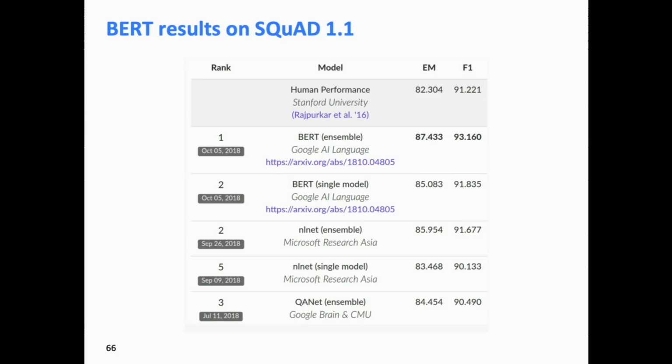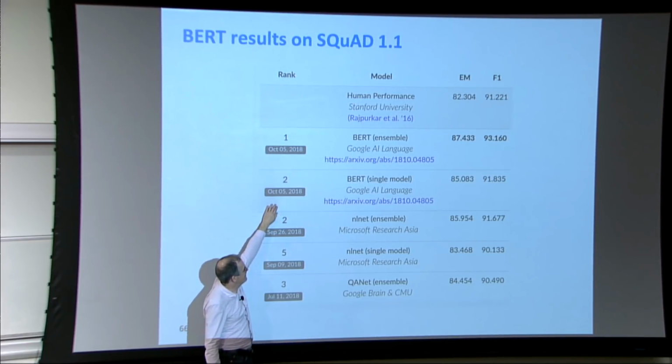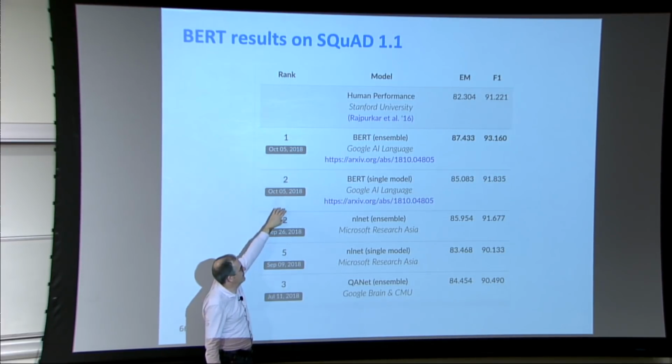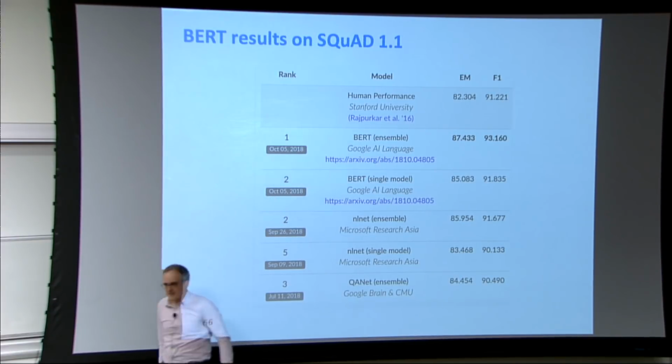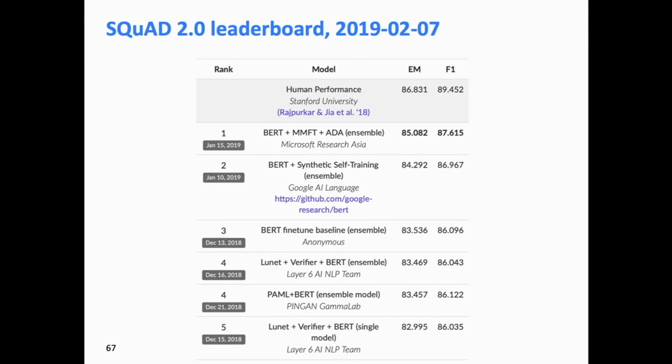So on SQuAD 1.1, BERT immediately just outperformed everything else that people have been working on for SQuAD for ages. In particular, what was especially dramatic was a single BERT model beat everything else that had been done previously on SQuAD version 1.1, even though they could also show that an ensemble of BERT models could give further good performance gains. And as I mentioned before, essentially if you look at the SQuAD 2.0 leaderboard, all of the top ranked systems are using BERT one place or another.